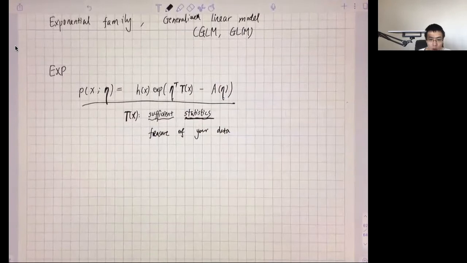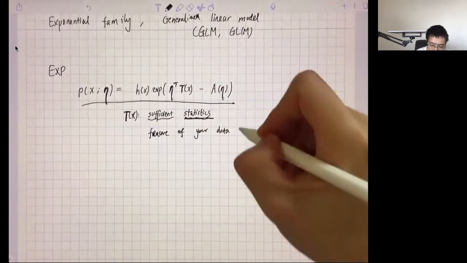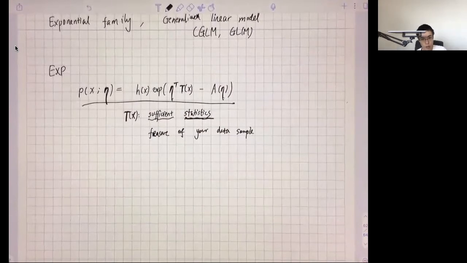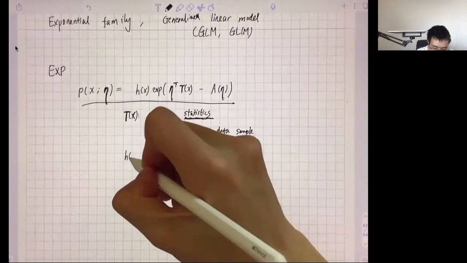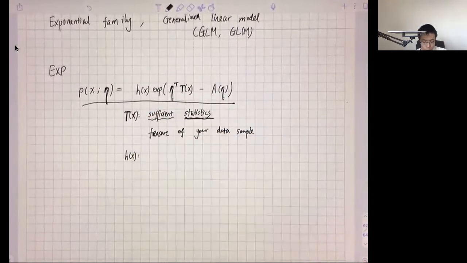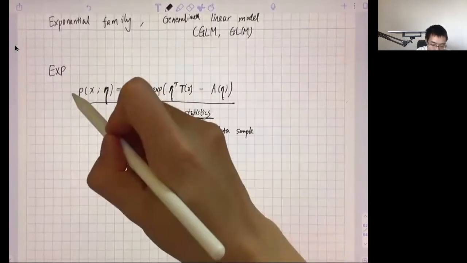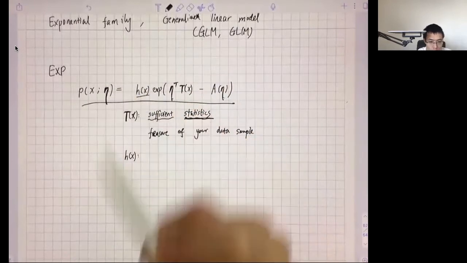Okay, or a feature of your data sample. Okay, it's a feature. So what is h of x? H of x is an unimportant thing. It's actually, if you estimate the parameter and if you take the log, the h of x becomes a constant.